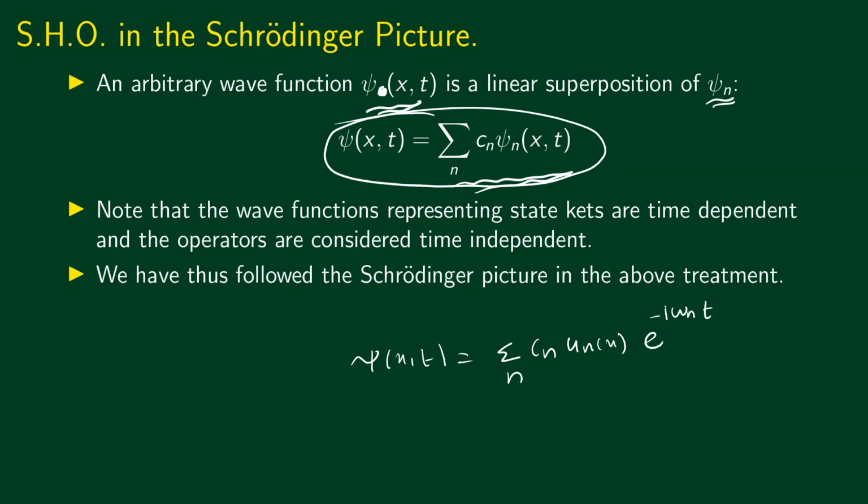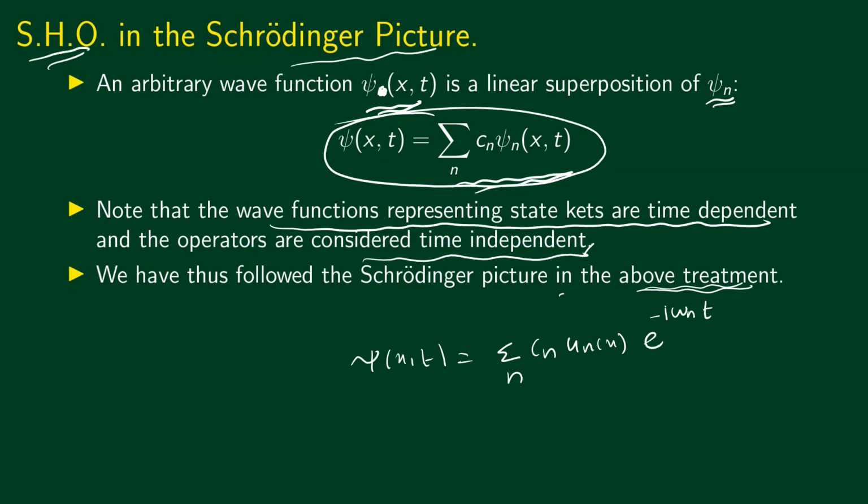All right. So we make a note that the wave functions representing states are time dependent and the operators are considered time independent, because we are working in the Schrodinger picture. We have thus followed the Schrodinger picture in the above treatment because we have considered operators as time independent and states as time dependent. Only we are working in the coordinate representation, and states are now represented by wave functions. That's all. So we are done. We have solved the simple harmonic oscillator problem in the Schrodinger picture, and we worked in the coordinate representation.